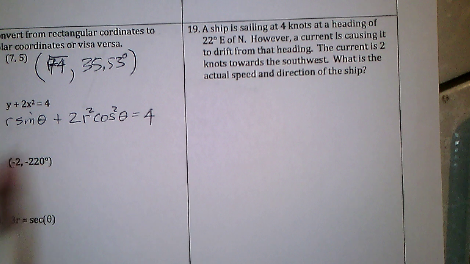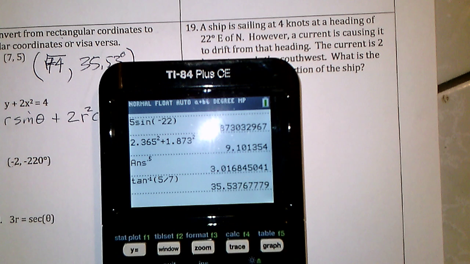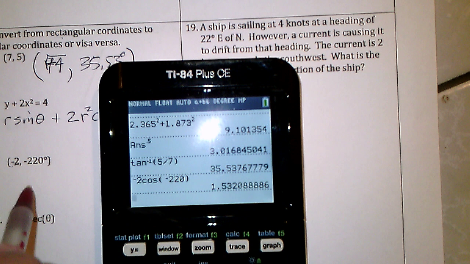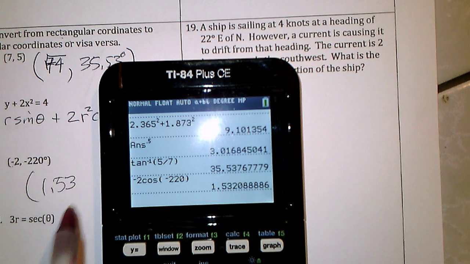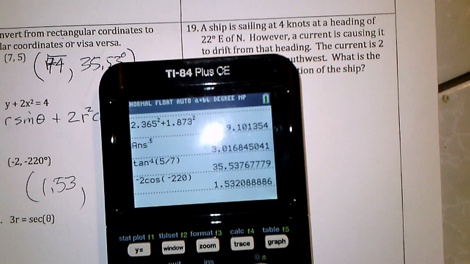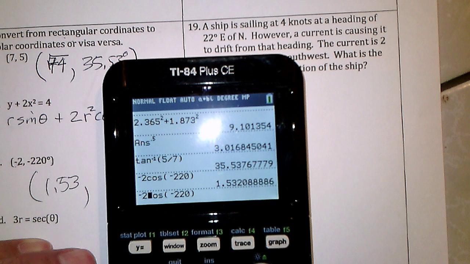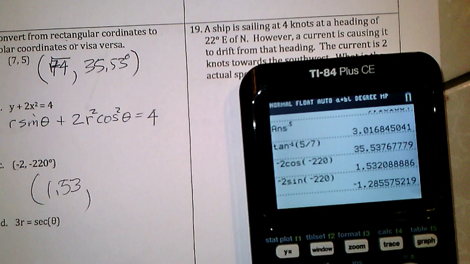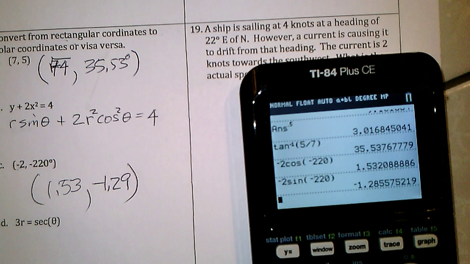This is in polar because that's degrees, and so to convert that, we're going to do minus 2 cosine of negative 220. So that's 1.53, and the y is going to be minus 2 sine, which is negative 1.29.